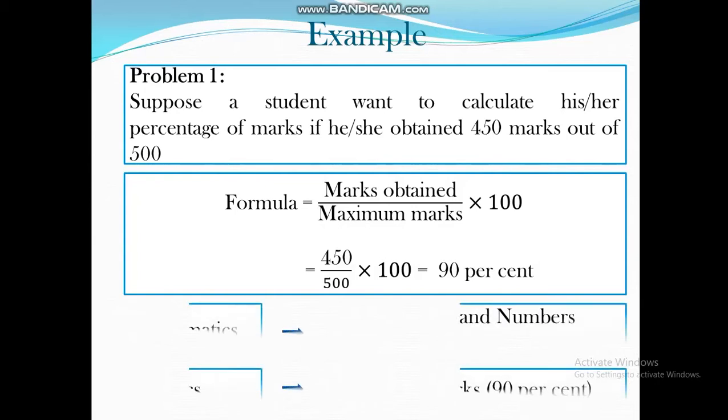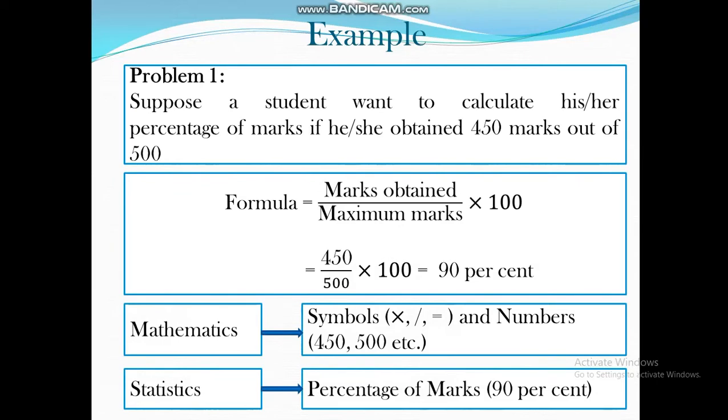In this you can see the mathematics is there. That is, the multiplication symbol, the division symbol, the equal to symbol, and the numbers 450, 500, 100, etc. These are mathematics. Here in this problem, the statistics is the percentage of marks. So we are applying maths to a real life problem, and that is called statistics.